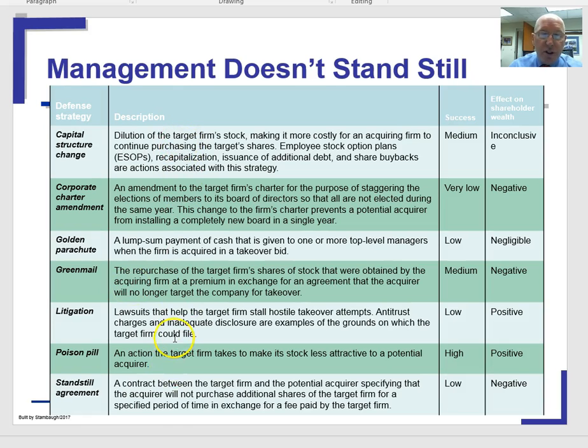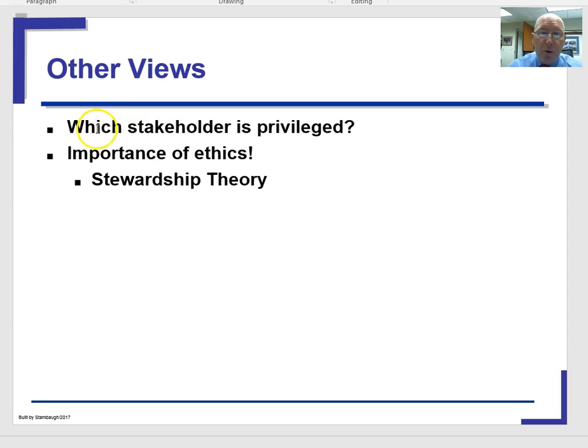No specific test question on any of these. Which stakeholders privileged? Remember, in the US system, it is the shareholder. In other words, the people who own the stock. Keep in mind, in other countries, you see other stakeholders that are more privileged than they are in the US system. In the US system, it is the shareholder.